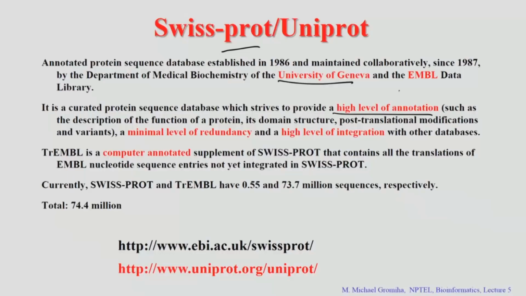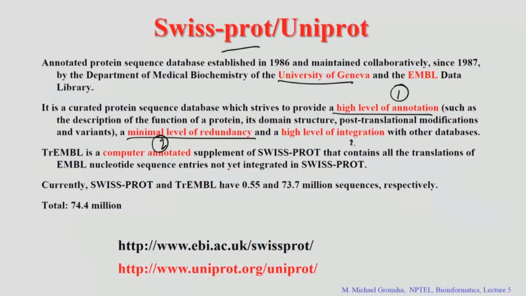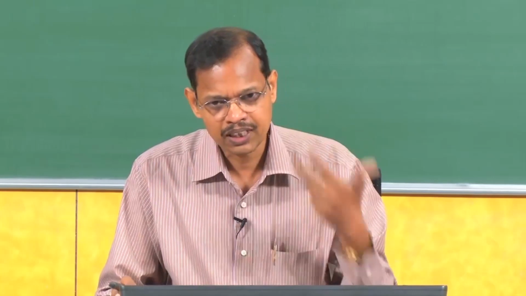This is the first aspect, a high level of annotation, and the second aspect is that it has a minimum level of redundancy. If you see the sequences, they provide minimal redundancy. Sometimes you can get the same information from different resources. They try to put in the resources, but try to minimize the redundant information, right. And the third aspect, it also has a high level of integration with other databases. So, they give the links to various other databases and the literature. So, there are three major aspects of this UniProt. What are the three major aspects of UniProt? High level of annotation, minimal level of redundancy as well as high level of integration. So, these are the major aspects.